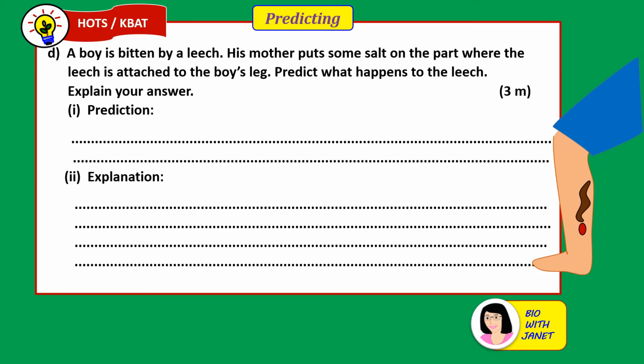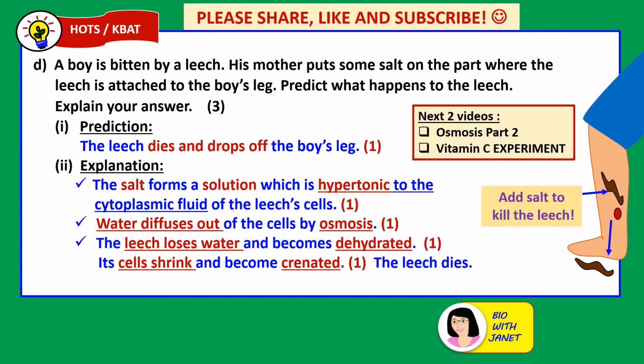Right, let's look at the answer. So put on your thinking cap, as they say. Try to think. How is this related to osmosis? So here is our answer for the prediction question, the HOTS question. The leech dies and drops off the boy's leg when the mother puts the salt on the leech. So this is 1 mark. Now how to explain? How does the leech die?